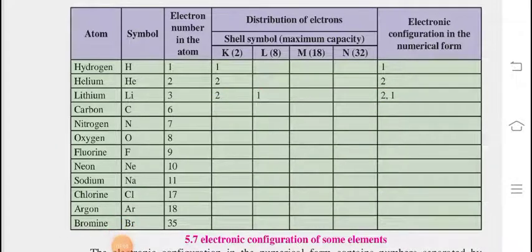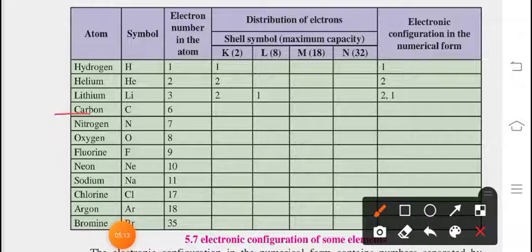Now next is carbon. For carbon, the symbol is C and the electron number is 6. Now you tell me how to write this. The capacity of the first shell is 2. 6 minus 2 is 4, so 4 we can write over here. Hence the electronic configuration is 2, 4. Please note it down in your book.